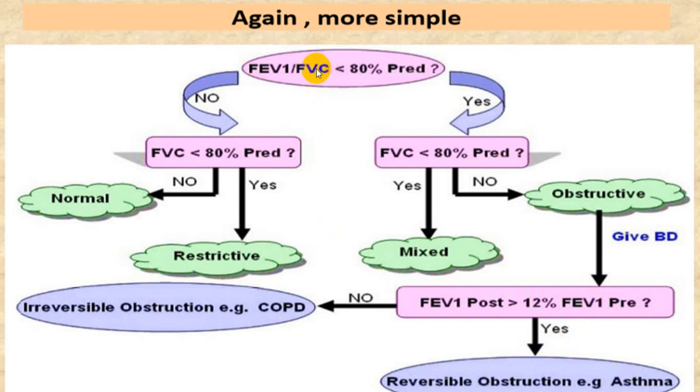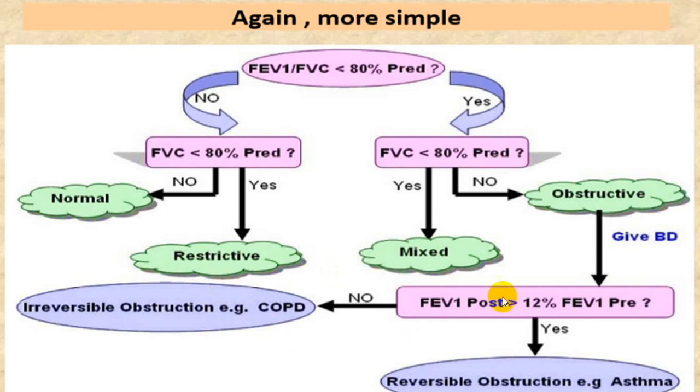If suppose the ratio is more than 80, then either it is normal or it is restrictive. To differentiate between those two, you look at the FVC. Is FVC less than 80? If the answer is yes, it is straightforward restrictive. And if it is restrictive, you look at FEV1. If FEV1 is also reduced, it is mixed.